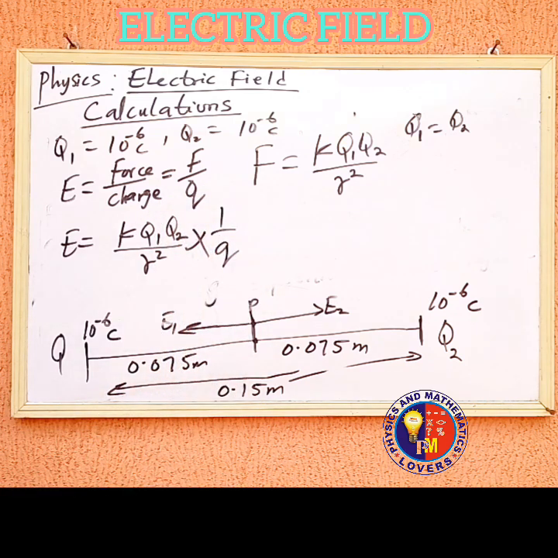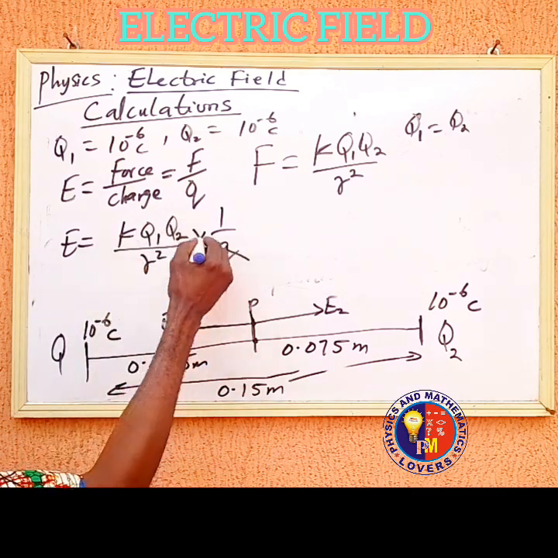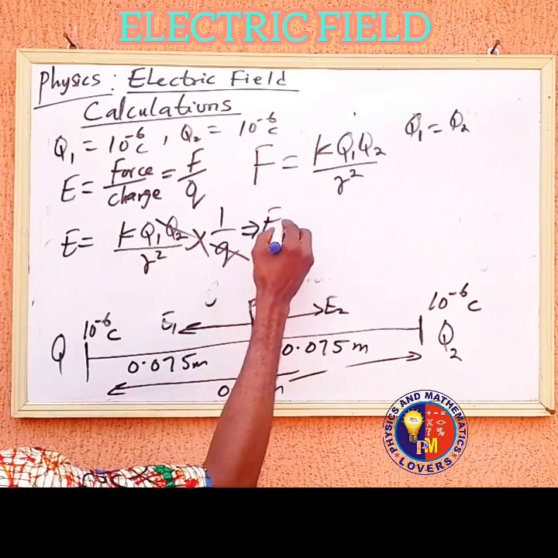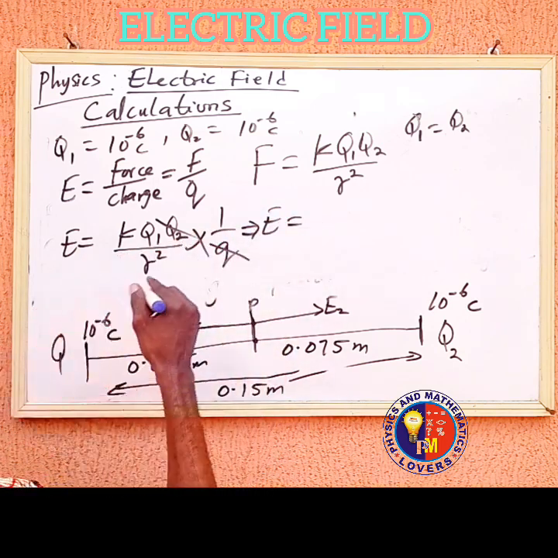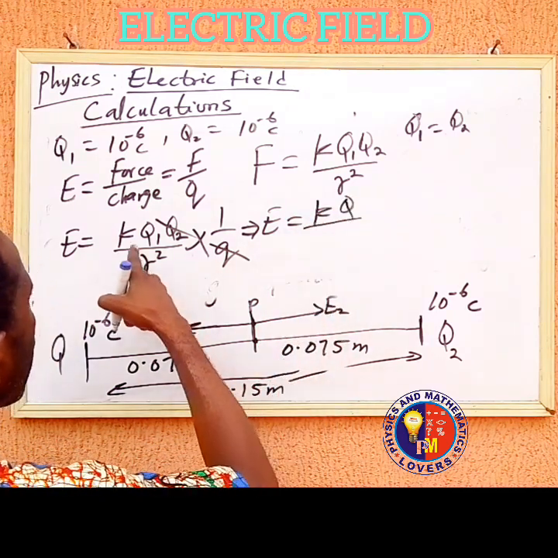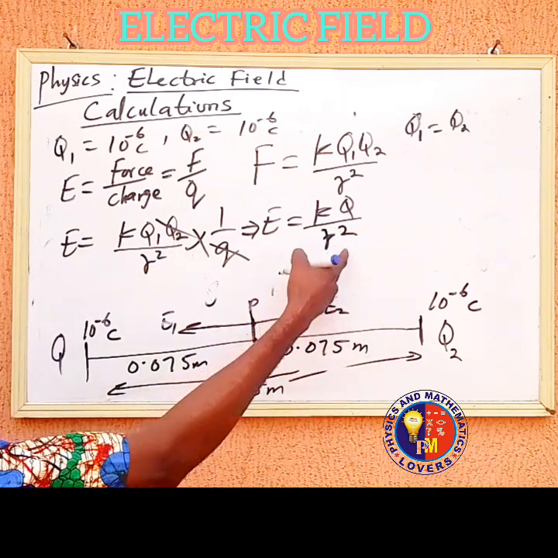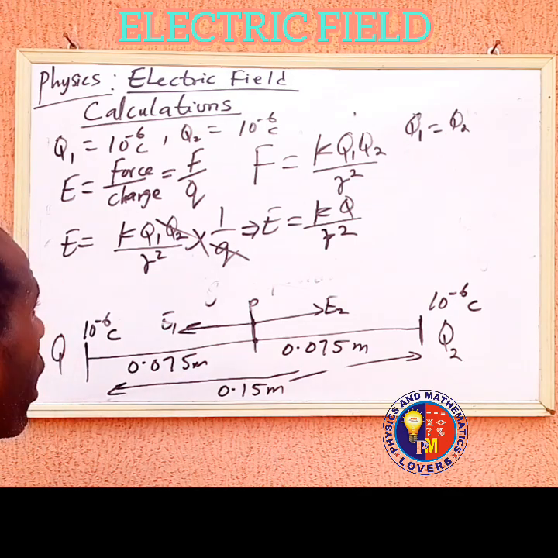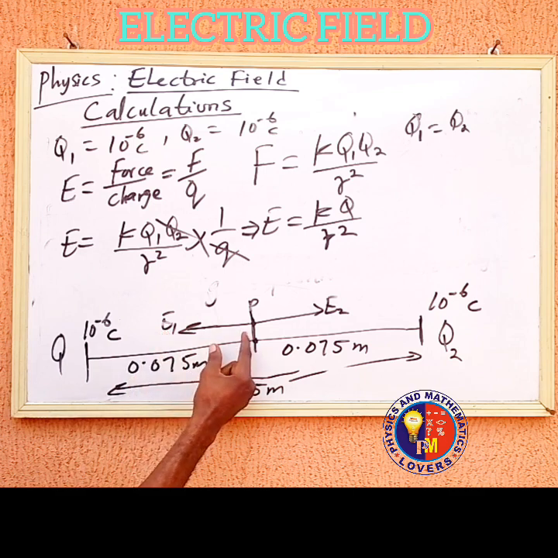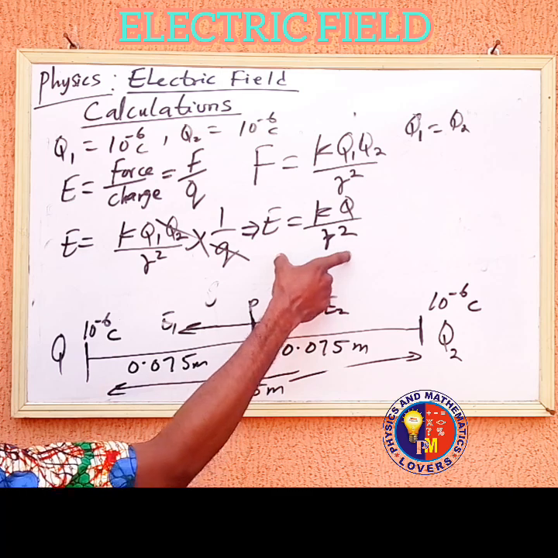Okay, so in this case now, since this Q and this Q are the same, Q can cancel any of them. At the end of the day we now have E, which is the electric field intensity, equal to KQ all over R squared. So this is the formula we are going to use to calculate the electric field intensity between these plates for A. When both of them are positive, we use this one to calculate it.